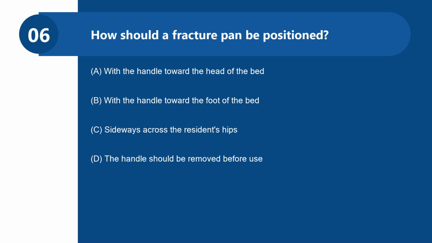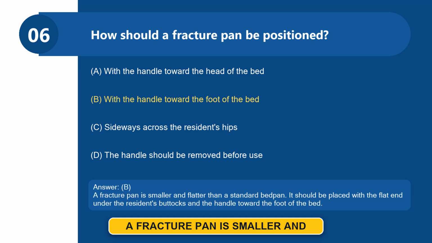Question 6. How should a fracture pan be positioned? Option A. With the handle toward the head of the bed. Option B. With the handle toward the foot of the bed. Option C. Sideways across the resident's hips. Option D. The handle should be removed before use. The correct answer is option B. With the handle toward the foot of the bed.